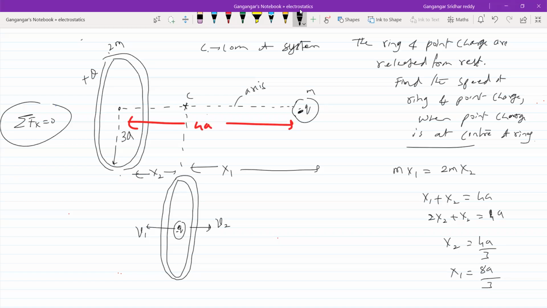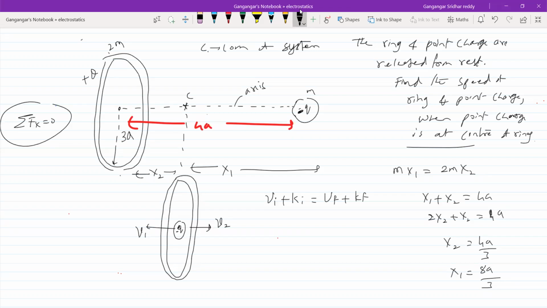After getting this, how to get that V1, V2? That was our main purpose, no? Not just finding the center of mass of the system. So what is the net force acting on the system? Electrostatic force only. So initial interaction potential energy plus kinetic energy equals final interaction potential energy plus kinetic energy.